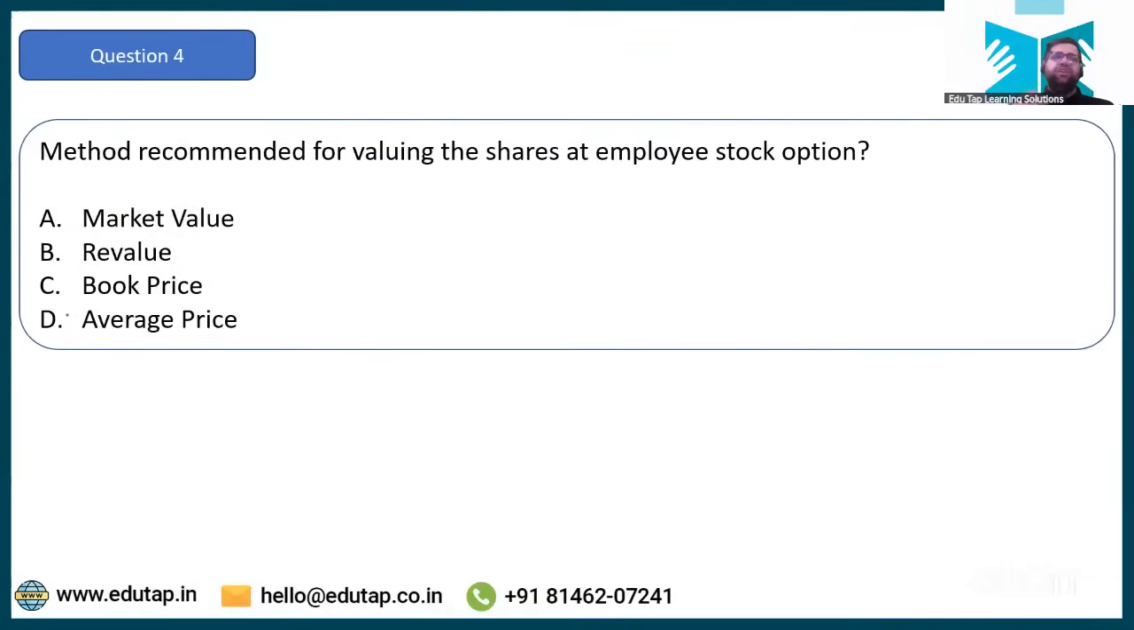Right? Question number 4. Recommended method for valuing the shares for an employee stock option. What is the recommended method? Market value, revalue, book price, or average price? What will be the correct answer? 12 months will not be the correct answer. It should be 3 months.